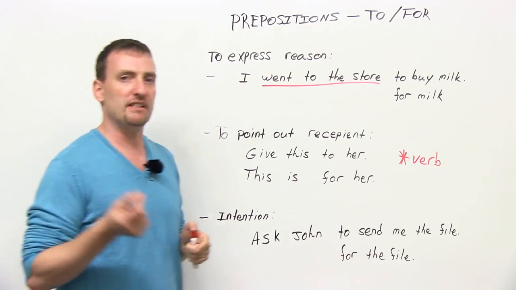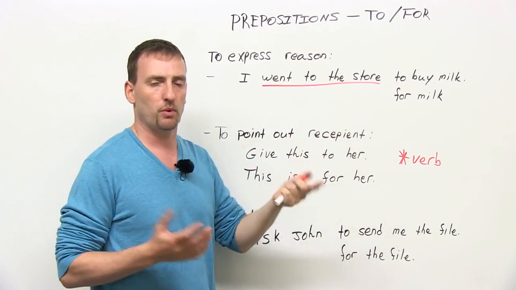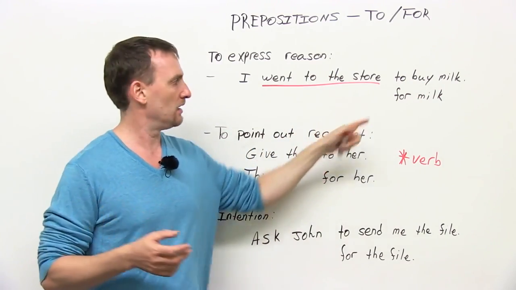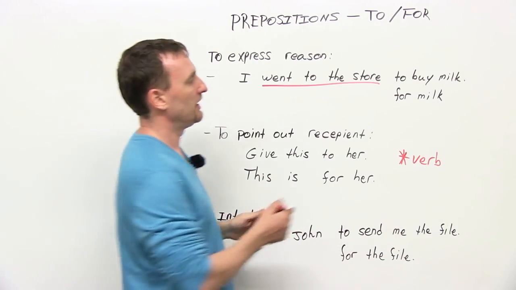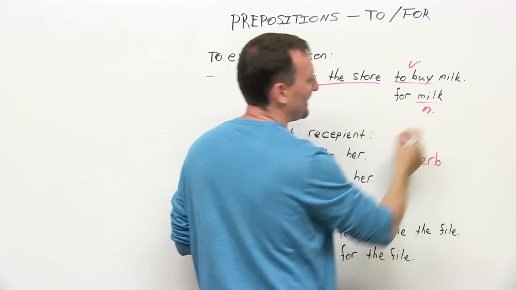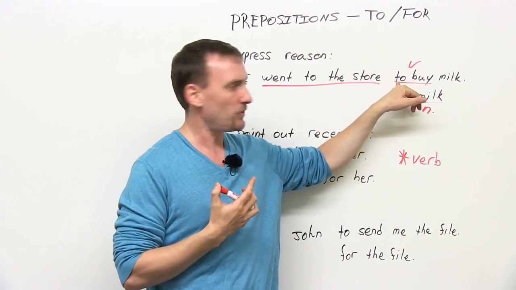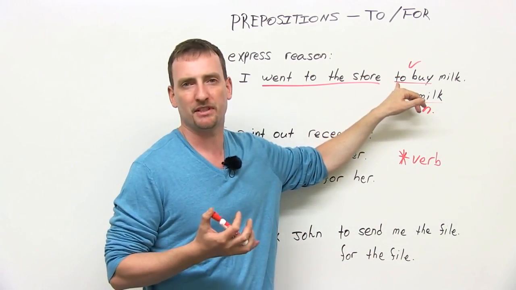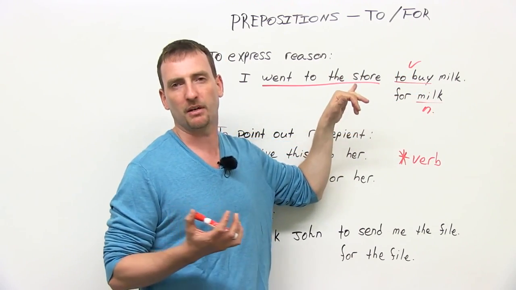If you want to express a reason, okay, then you're going to use to or for. I went to the store. Why? To buy milk. I went to the store. Why? For milk. What's the difference between these two? Should be very clear, I think. Here, I have a verb. Here, I'm only talking about the noun. So we use to. Now, technically, this is not a preposition. Okay? This is an infinitive verb marker. But it looks like a preposition, so we'll treat it as one for now. Verb, noun. That's the difference when you're talking about reason.